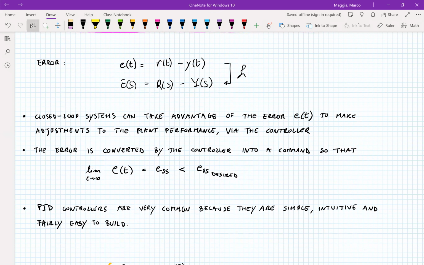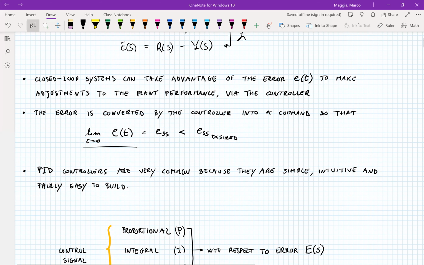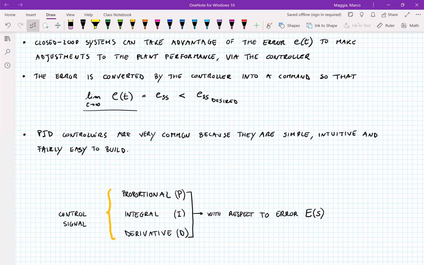And as usual, we can compute the steady state error by taking the limit for t that goes to infinity of the error function in the time domain, or in the S domain by applying the final value theorem, all things that we know. All right, so PID controllers are very commonly used because they are simple, quite intuitive, and fairly easy to build.